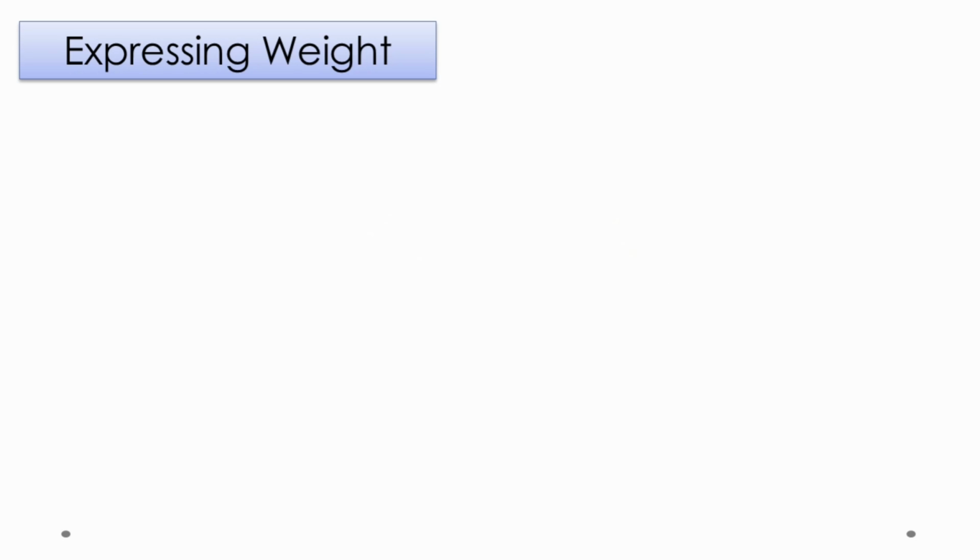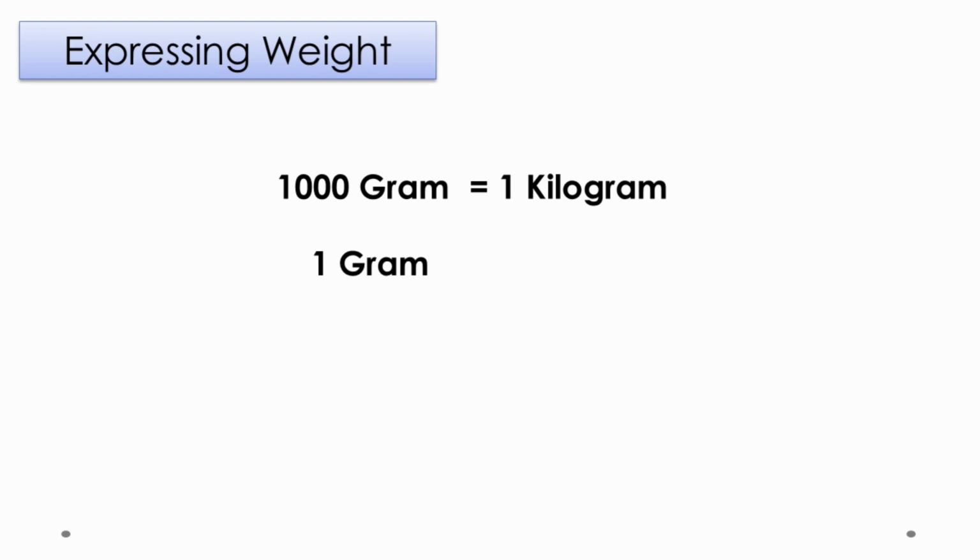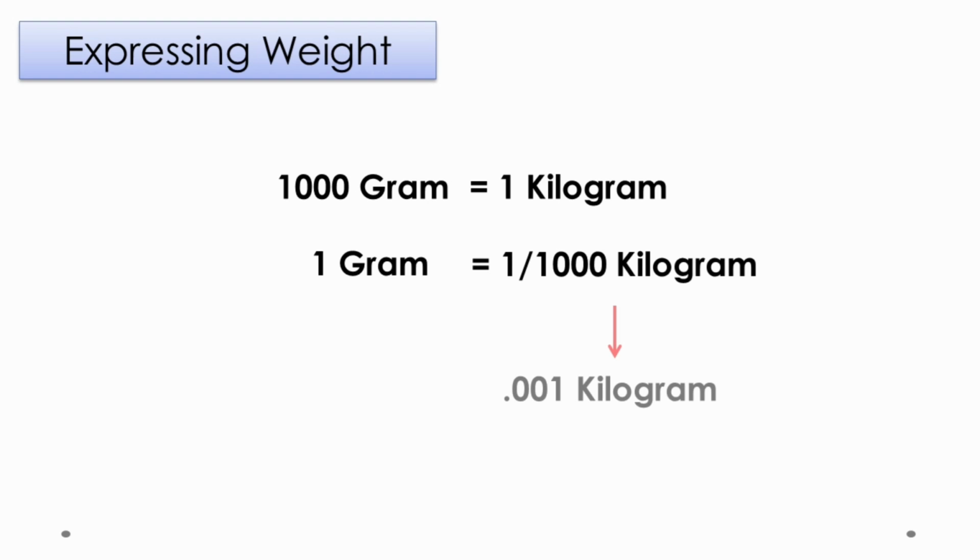With the help of decimals, we can represent weight also. We know 1000 gram is equal to 1 kilogram. Therefore, 1 gram is equal to 1 by 1000 kilograms, which can also be written as 0.001 kilograms.